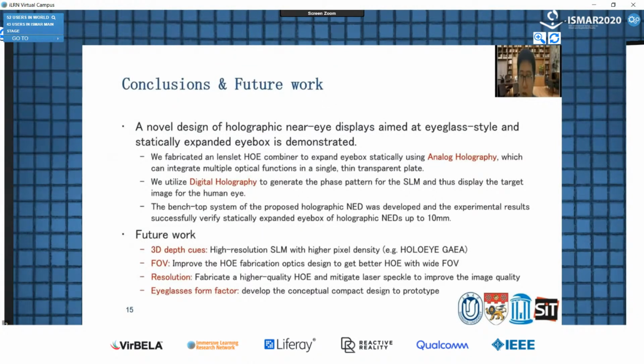We also utilize digital holography to generate a phase pattern for the SLM, and thus display the target image for the eye. The experimental results successfully verify the statically expanding eyeballs of the proposed holographic near-eye display up to 10 millimeters. In the future, we will continue this work on holographic near-eye displays and improve the image quality, FOV, and 3D depth cues, and develop the conceptual design into a practical eyeglasses-style prototype.